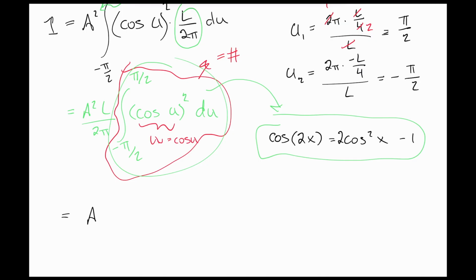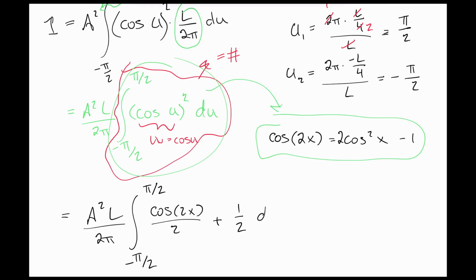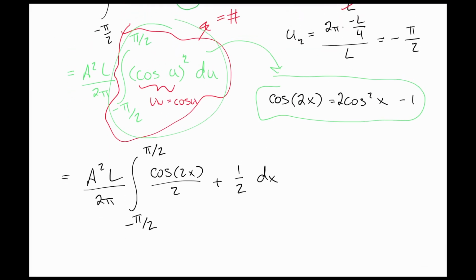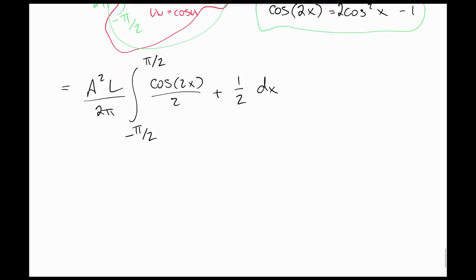So what we have here is a squared L over 2 pi, right? We have the bounds here, which are pi over 2, negative pi over 2. This is cosine squared, which means that this will be cosine 2x over 2 plus 1 over 2 dx. I just changed everything back to x, right? Because it doesn't matter. We're just placeholder variables here, right? Cool. So now we can integrate this fairly easily, I hope.